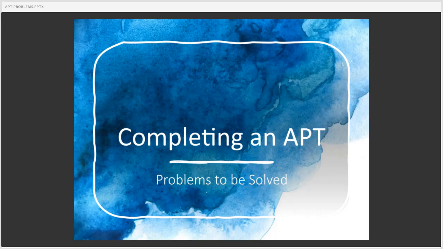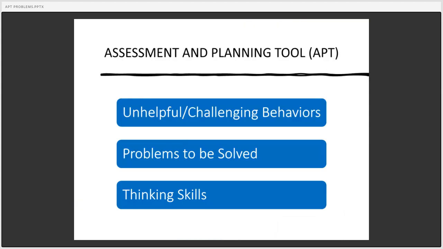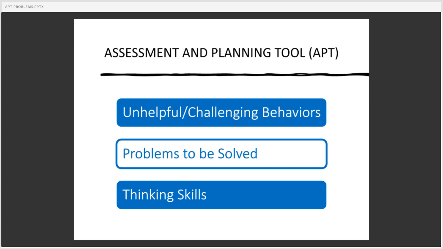Completing an APT, problems to be solved. When we complete an assessment and planning tool, we make 3 lists. First, the unhelpful or challenging behaviors. Next, the problems to be solved. And third, the thinking skills. In this video, we're going to talk about the second list, the problems to be solved.